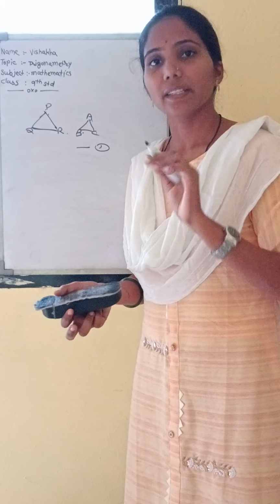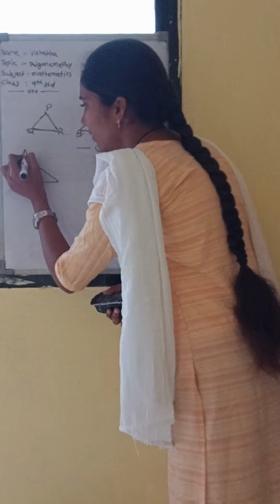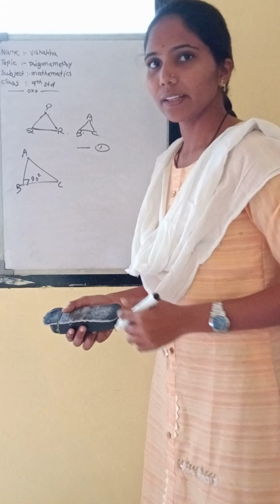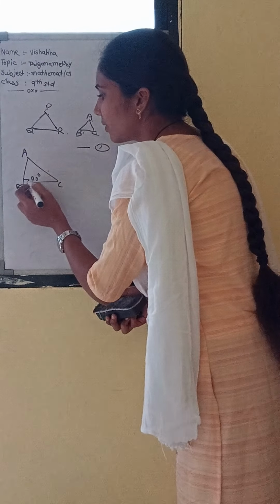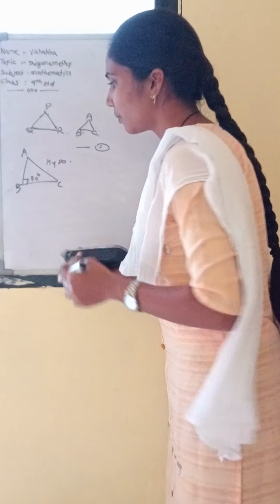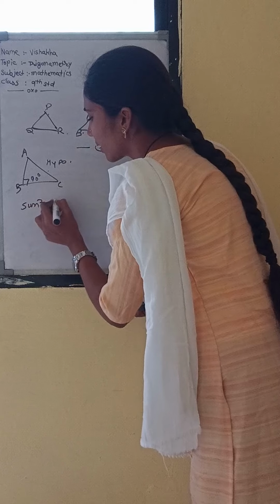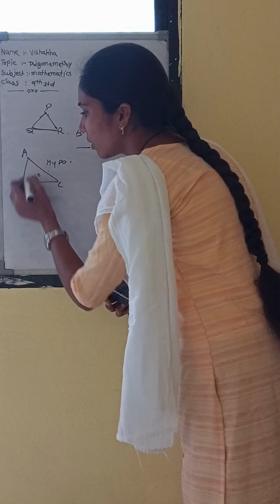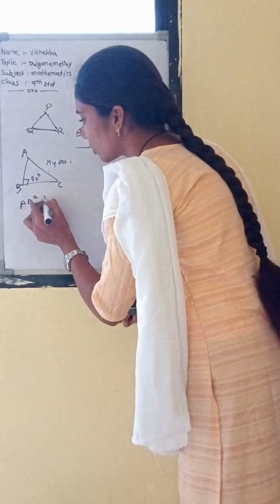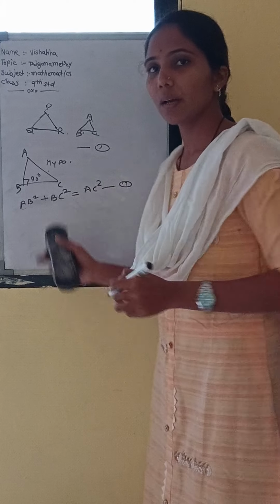The next one is the Pythagoras theorem. What does the Pythagoras theorem say? If a triangle ABC has an angle of 90 degrees, then it is a right angle triangle. The side opposite the 90 degree angle is called the hypotenuse. The Pythagoras theorem says that the sum of the squares of both sides is equal to the square of the hypotenuse, that is AB square plus BC square equals AC square. This is known as the Pythagoras theorem.